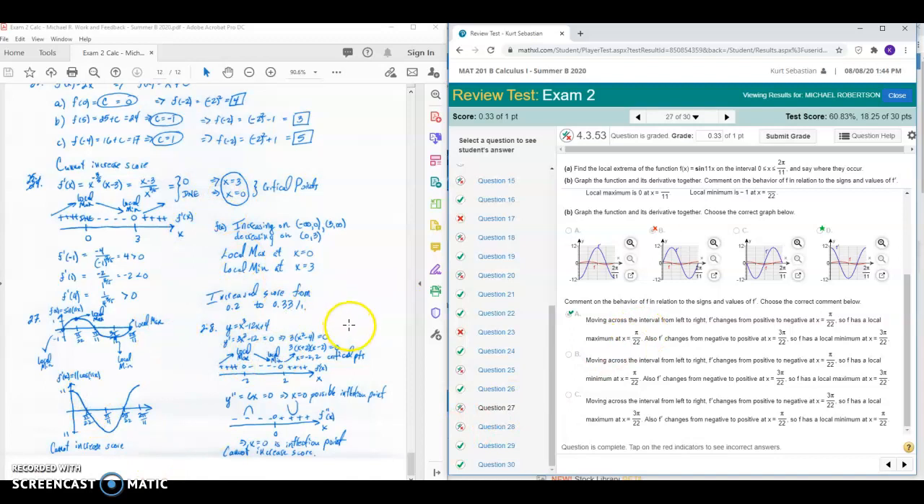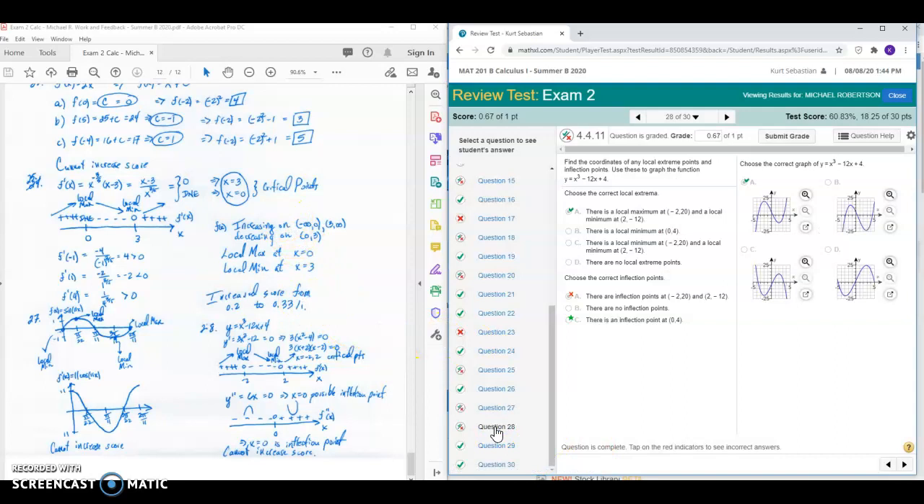All right, and then 28, last one to talk about. Okay, so we're going to find extreme points and inflection points of this function. So first of all, we have to take its derivative and set it equal to 0. That tells us we have two critical points, one at -2 and 2. I have to run the first derivative test like I just did in question 25.